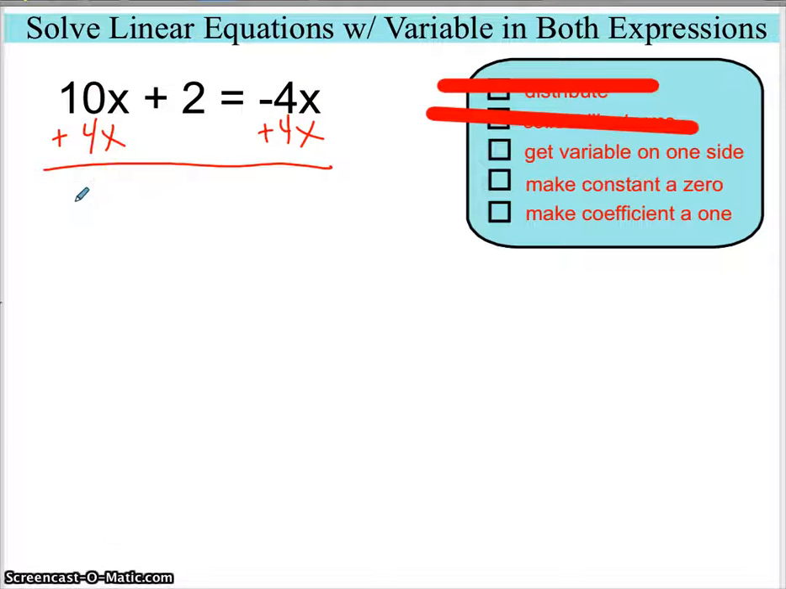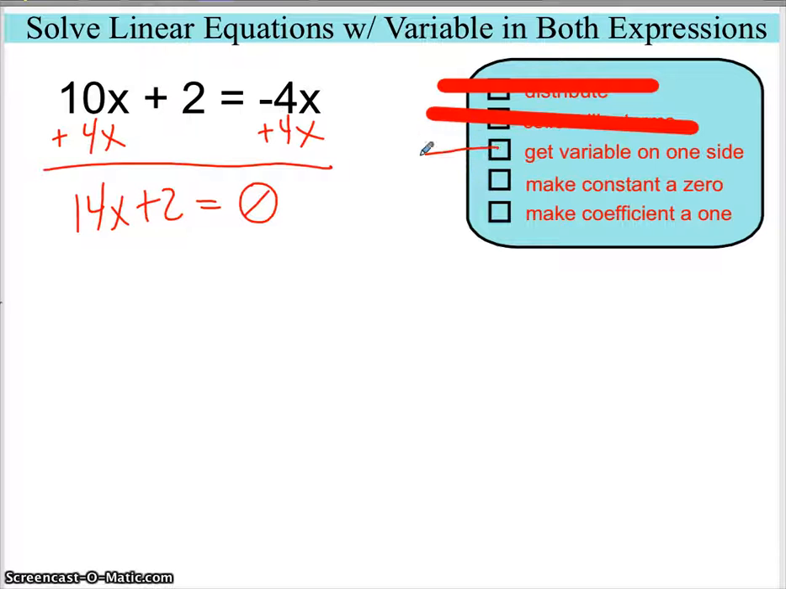So 10 and 4 gives me 14x plus 2 equals. And here's where we might make a mistake. We think there's nothing there, and so we don't want to finish our equation. But remember that 0 is a number. And in this case, negative 4 plus 4 is 0. So don't get scared if you get zeros. Zeros are numbers. They have their place in equations.